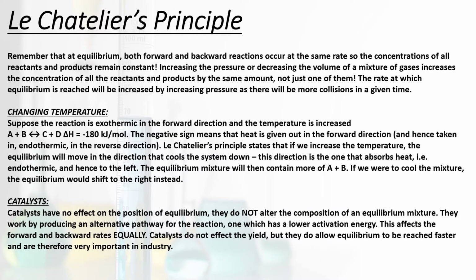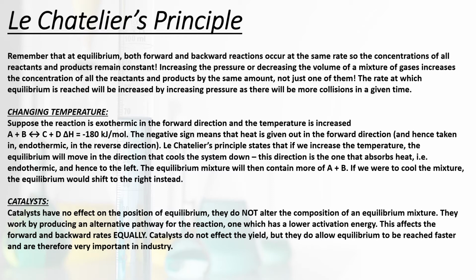Now we can also think of Le Chatelier's principle for some other ones, such as changing temperature and for catalysts. But remember that in equilibrium, both the forward and backward reactions are occurring at the same time. And the key thing for the dynamic equilibrium is that they are happening at the same rate. So the concentration of the reactants and the products remains constant. If they're happening at the same rate, we can't be having more of one or the other. The concentration of the reactants and products, the proportions of them, remain constant.